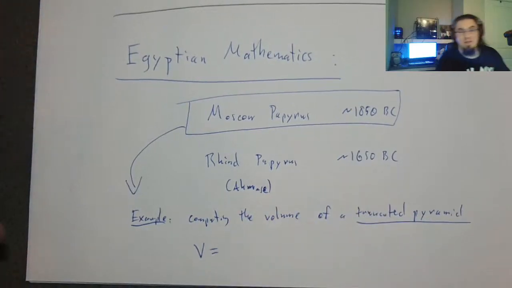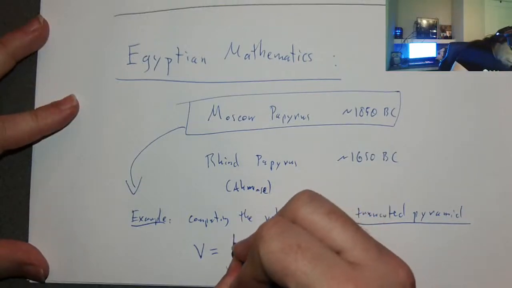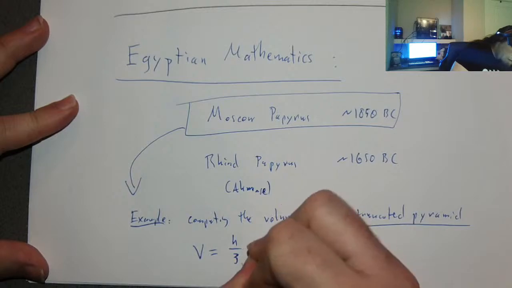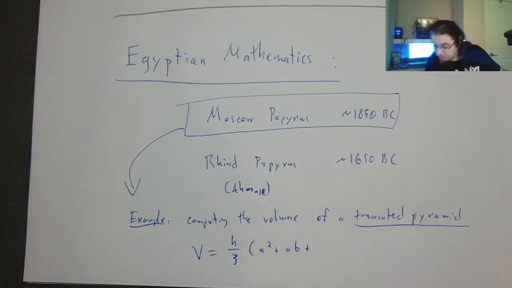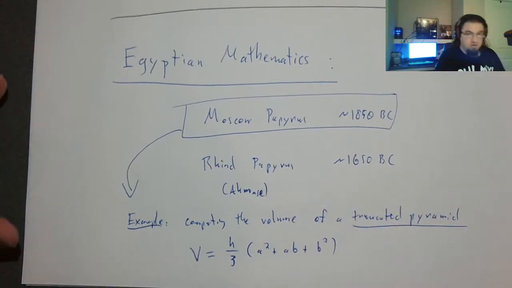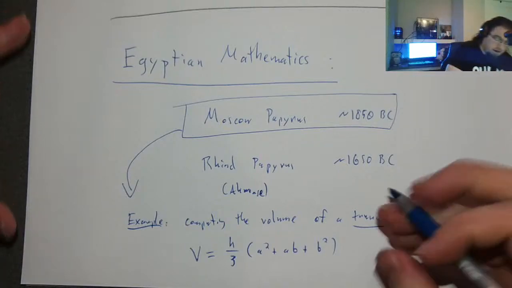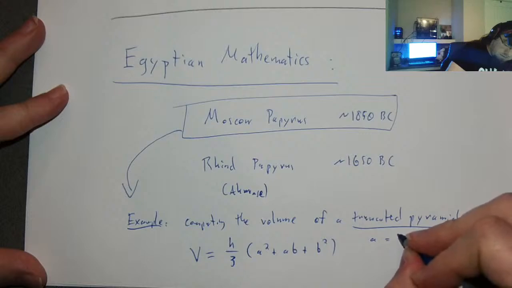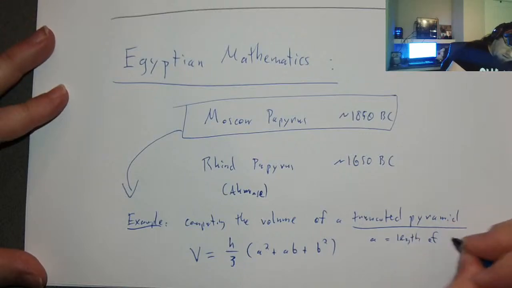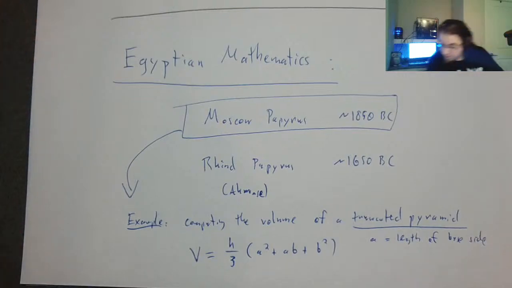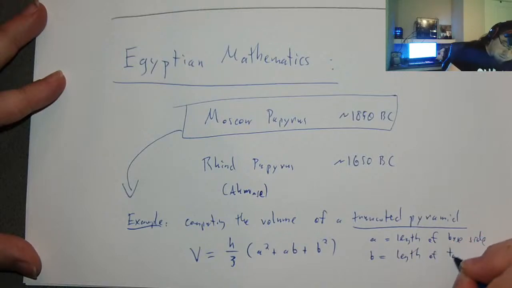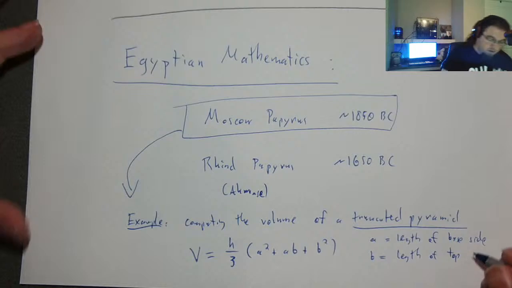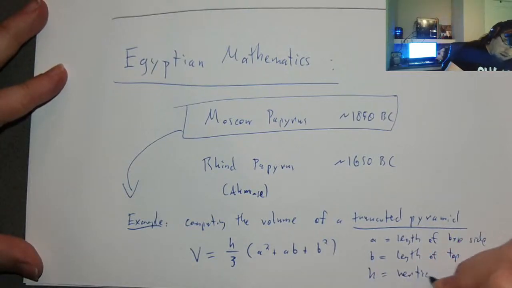The computation that is done in the Moscow Papyrus showed that this volume is h over 3 times a squared plus ab plus b squared. So A is the length of the base side. B is the length of the top face. Okay, and H is the vertical height, not the slant height of the pyramid.